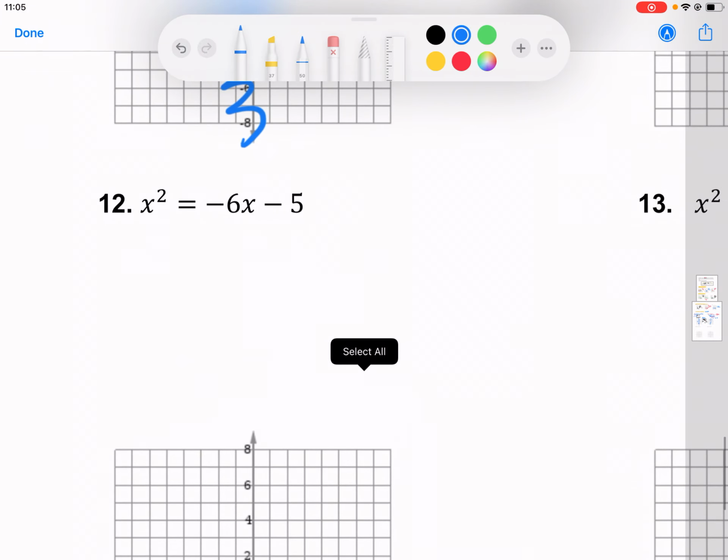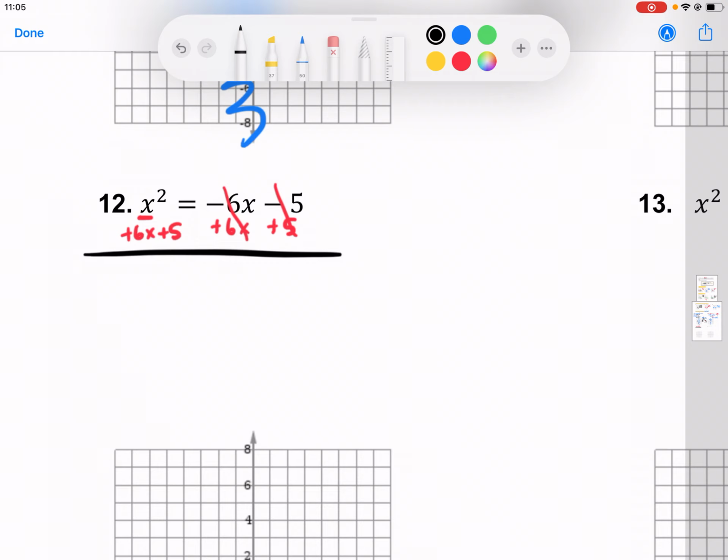All right, let's see another one. So number 12, once again we need to get it equal to 0. So in order to do that, I want to keep the x squared positive, so I'm going to go ahead and add 6x and 5 to the other side. So those will cancel. Now when you do that, just be aware that I can't combine the x squared and 6x because they don't have the same exponent. So you're just going to write it in standard form as x squared plus 6x plus 5 equals 0. And now we're set to go ahead and factor.